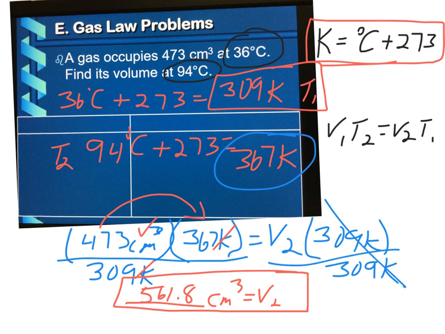Yes. So the 473 is the volume. The 473 in the problem is the volume, correct? No, you're not dividing by 473. No, I mean like, is it the V1? It's your volume 1, yes.